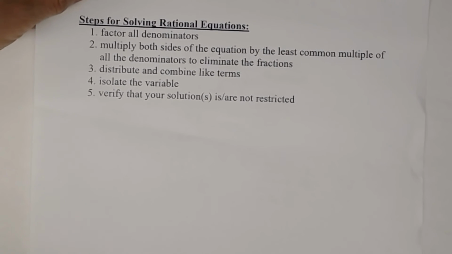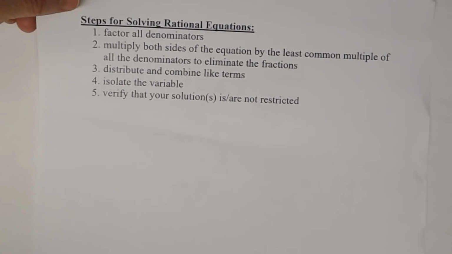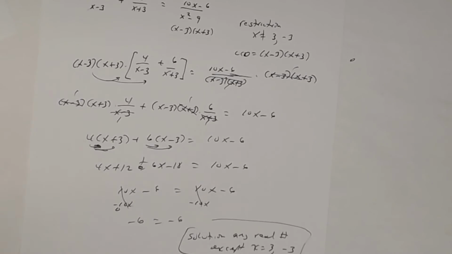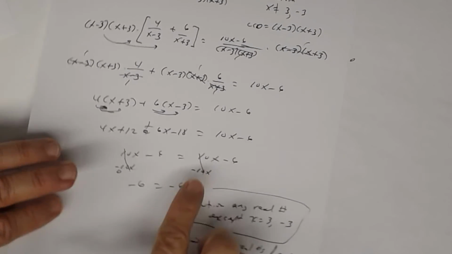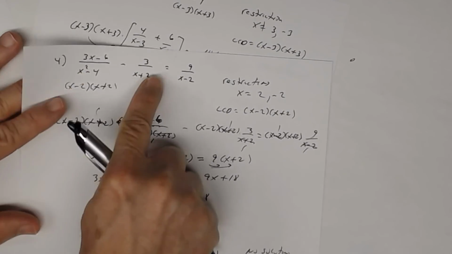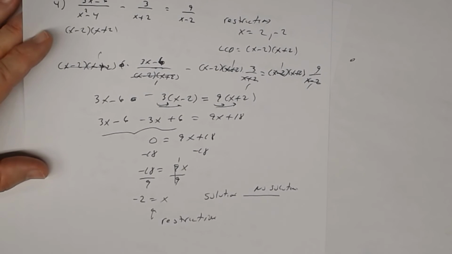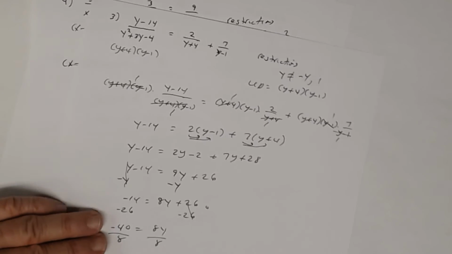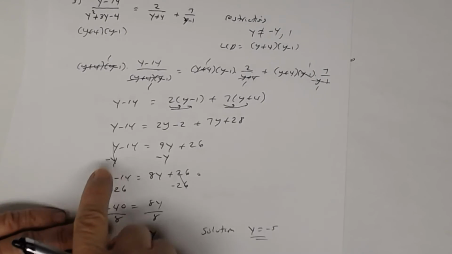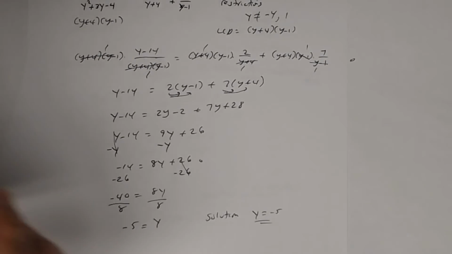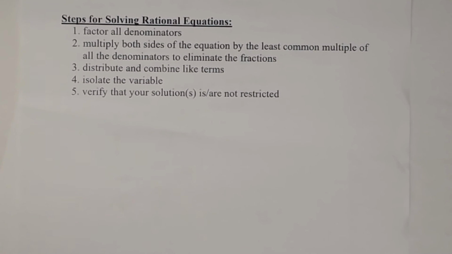Now I want you to notice though that in all these problems, just to remind you, we ended up with a linear equation. So in every single problem, we went from a rational equation to a linear equation. All right. So in this particular review, that's what we had, a rational equation, and we ended up with a linear equation. Okay. All right. So that is solving rational equations.